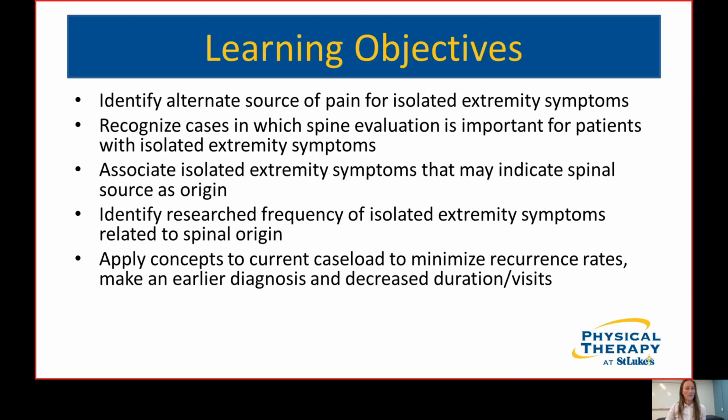So, learning objectives. Today I'd like to spend time identifying alternate sources of pain for isolated extremity symptoms, recognize cases in which spine evaluation is important for patients with extremity symptoms, and find some symptoms that we can associate that might be good flags that say, okay, this patient would definitely need a spinal examination. I'd like to go through some research that's come out related to the prevalence of extremity symptoms of spinal source and apply concepts that we're talking about here to your caseload. See if we can't make earlier diagnoses, decrease duration of visits, and minimize recurrence rates.